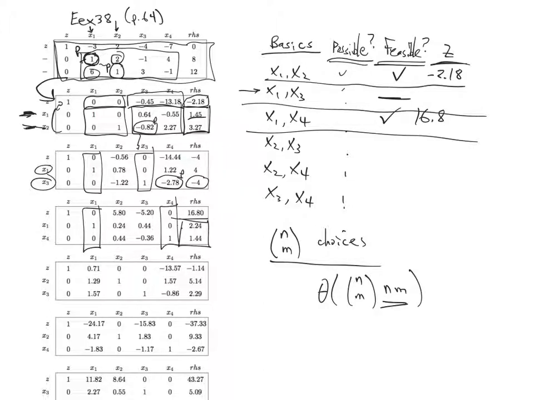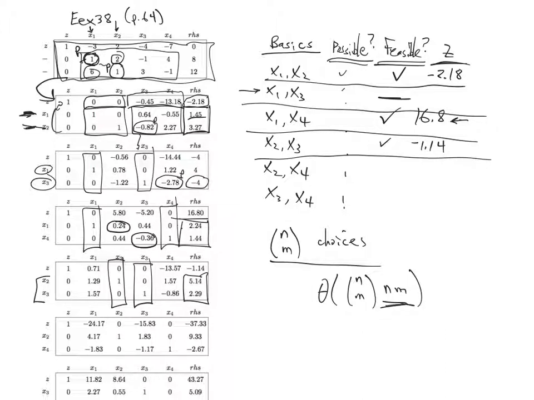Then now I have to do a little more work than just adjusting one column. So I pivot on this guy to make this identity column, and then I'll pivot on this guy to make this identity column. So that gives me x2 and x3, and when I do that, I get the right-hand side values for x2 and x3 of positive, non-negative anyway, and so this is feasible, and I get minus 1.14. So so far the winner is the 16.8, by quite a margin. Okay, then I've got x2, so I go over and pivot here to get x4.